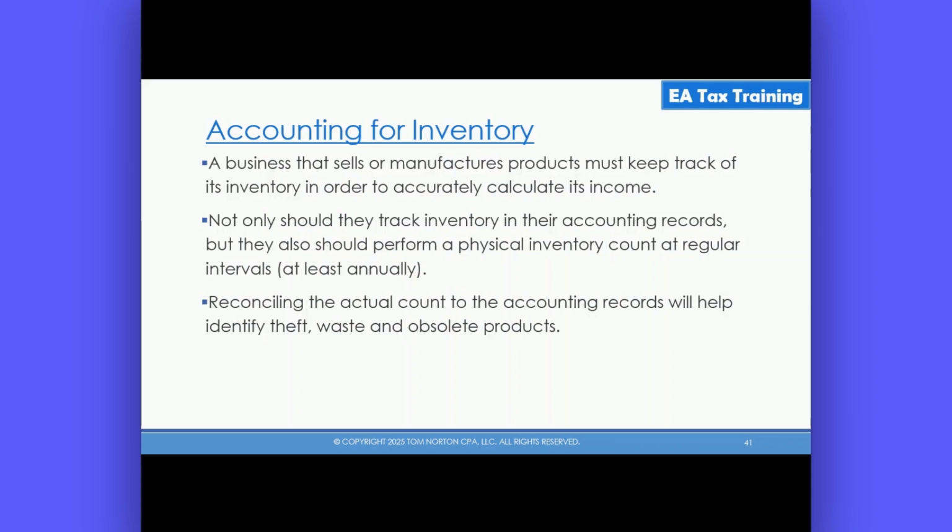After you do a count of the physical inventory, then what you're going to do is a reconciliation. You're going to see what we show in our accounting records that we think we have on hand versus what we actually found when we went out and counted.